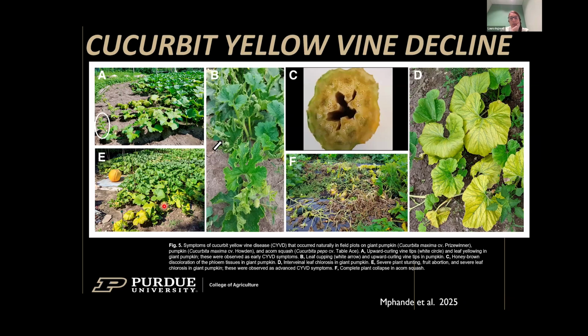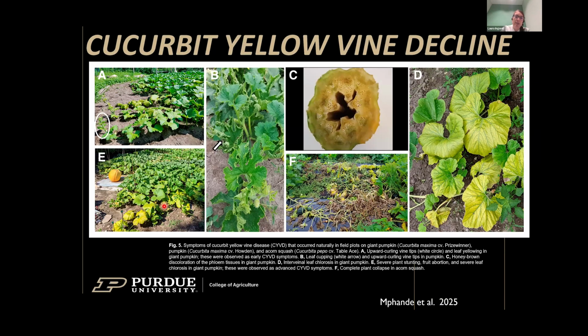A newer pathogen that I am working with our plant pathologist, Cesar Escalante, to help get a better understanding of its occurrence in the Midwest is something called cucurbit yellow vine decline. From my understanding, this is a fairly new pathogen, and we're just beginning to understand some of the vectors and the geographic location of where it occurs. So we do know that squash bug is one of the primary vectors that transmits this pathogen on the landscape.